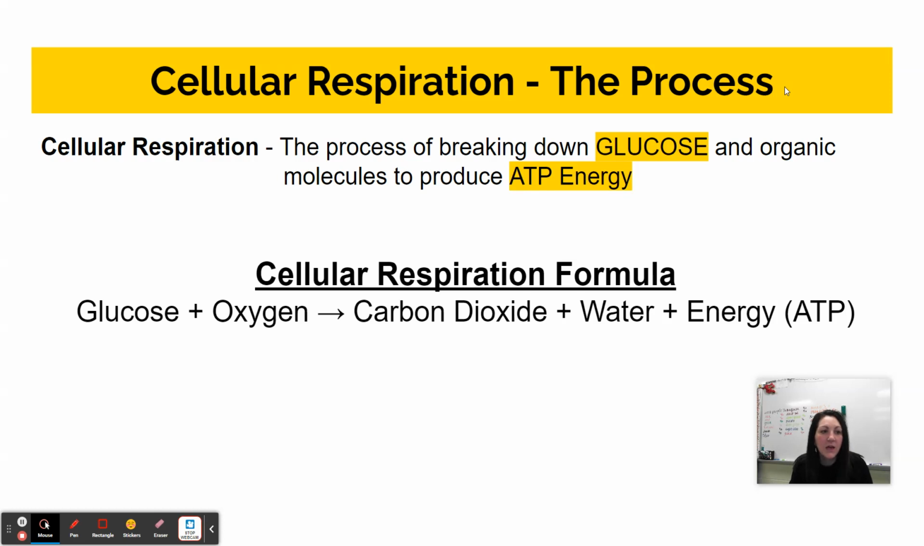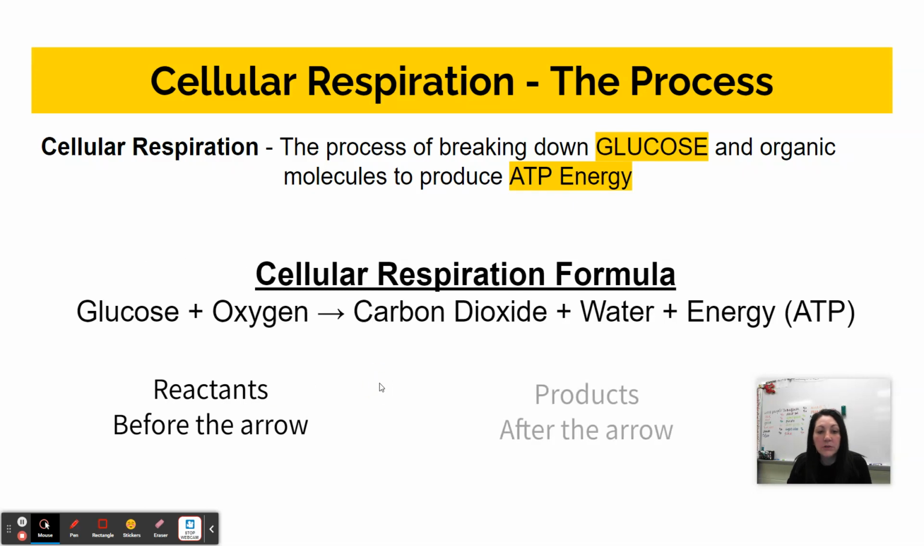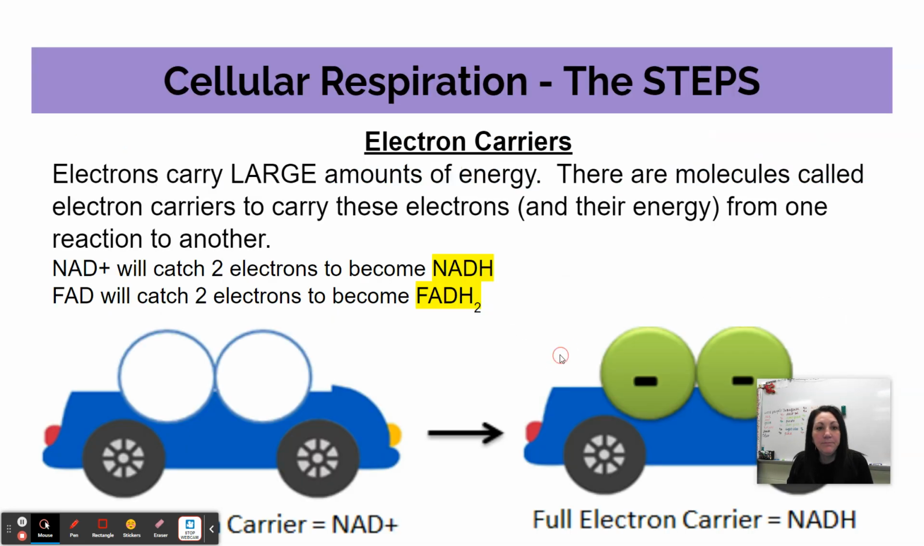So if you remember in cellular respiration, we are breaking down glucose slowly and we're capturing the energy released by glucose to produce ATP energy, or usable energy for the cell. So if you notice here, we have our formula for cellular respiration. We're going to take in glucose and oxygen as our reactants. And then we're going to produce carbon dioxide, water, and energy in the form of ATP as our products.